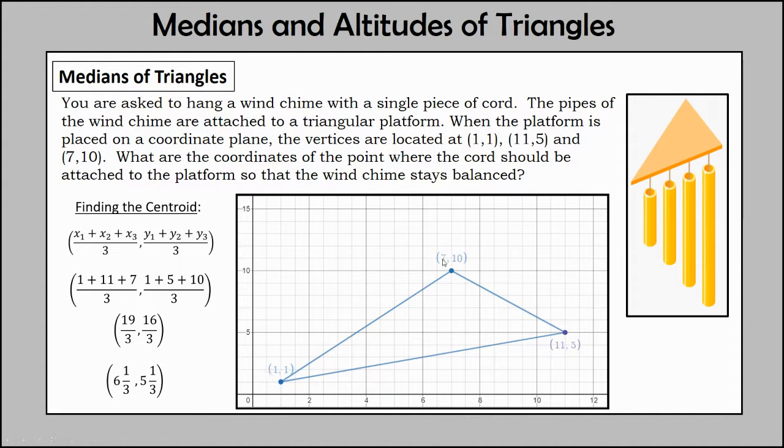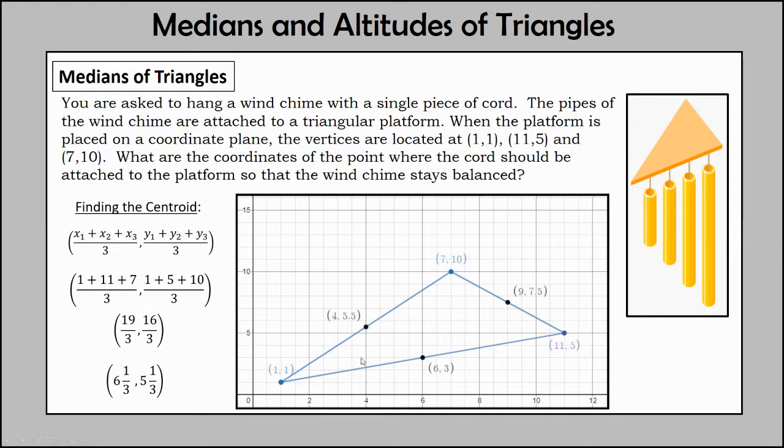1 plus 7 is 8, divided by 2 is 4. So the x coordinate is 4. 1 plus 10 divided by 2 is 5.5. So this midpoint is at (4, 5.5). So that's the midpoint for this side.